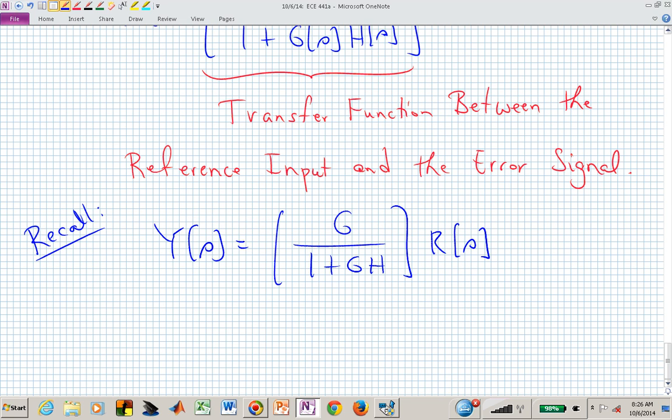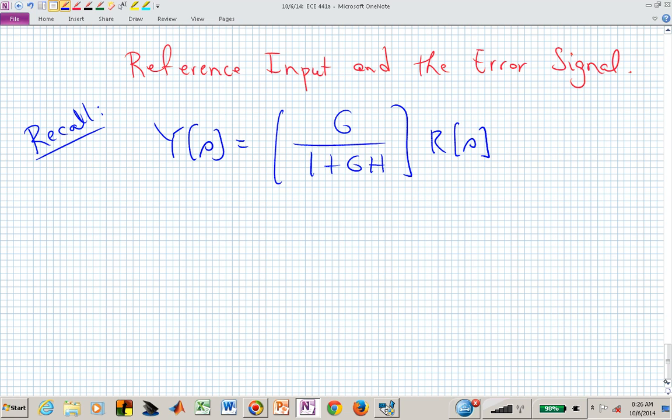There are two different transfer functions, all from the same system. We have G over 1 plus GH, we have 1 over 1 plus GH. And we may be interested in both of those in understanding or designing or building certain properties into our system.